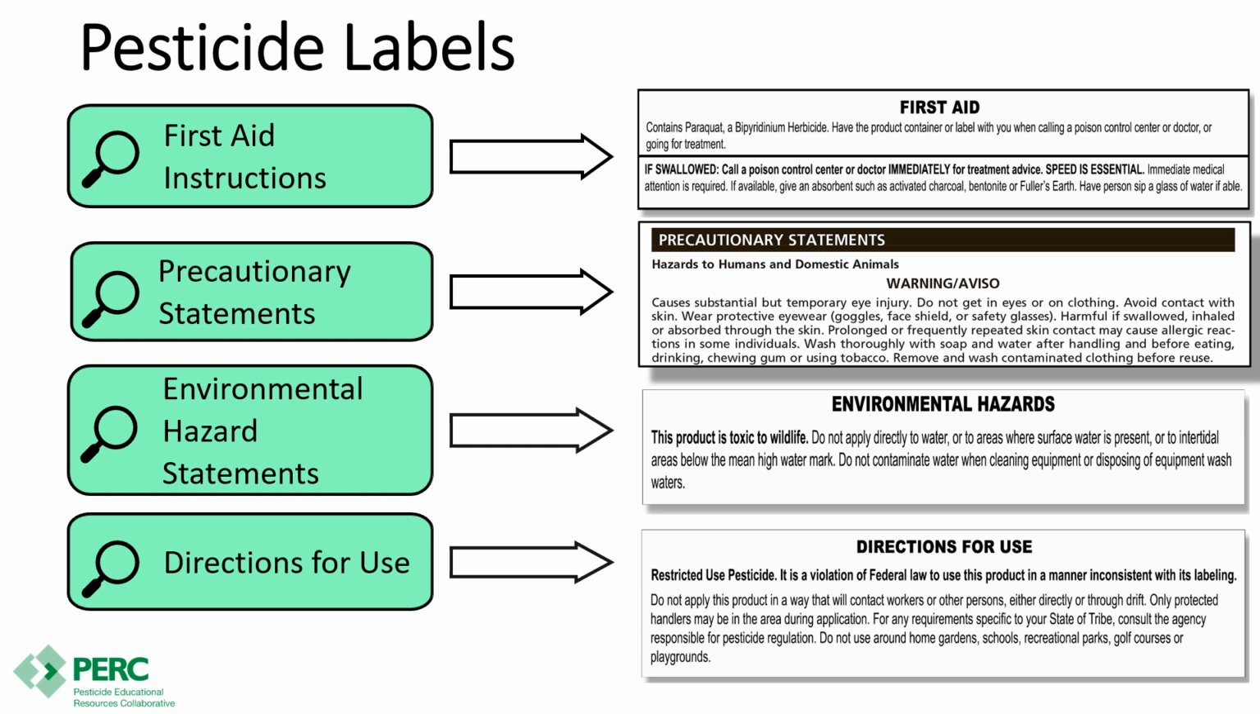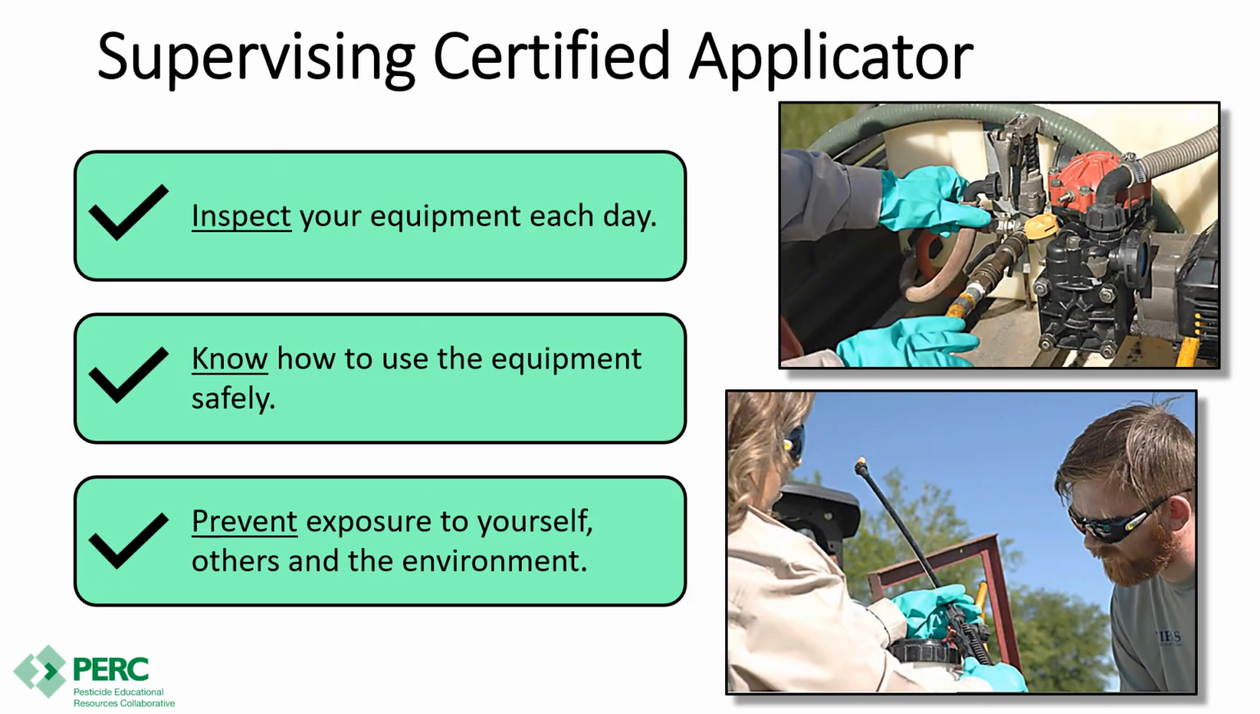This section identifies the sites where you may use the pesticide, the application rates, the type of equipment to use, and any application restrictions. All the information on the product label is very important to the safety and success of your work.